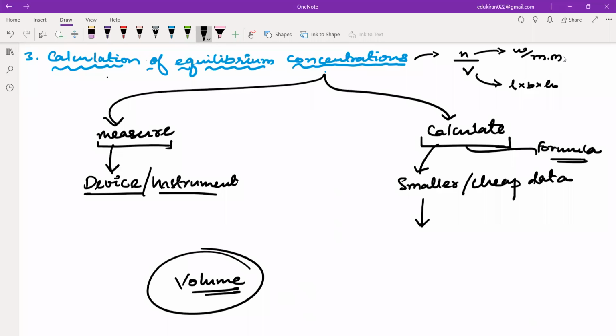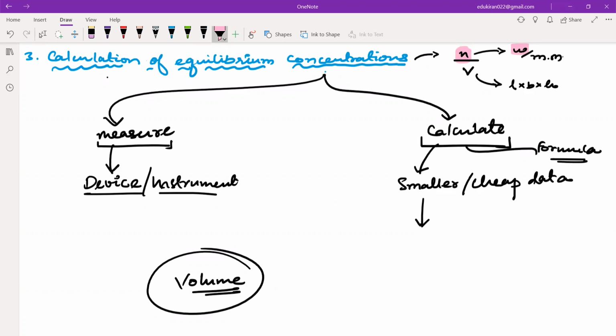So I think we have devices which can measure weight, and molecular mass is what? Molecular mass is going to be a constant term that I can just look up on the periodic table. And what about volume? I will just take a ruler, I will measure the length, breadth, and height of the container, and I will get the volume. So why are we calculating equilibrium concentration when we can easily measure it? We have these two things, which is number of moles, which can be measured because it is dependent on only one term, that is mass.